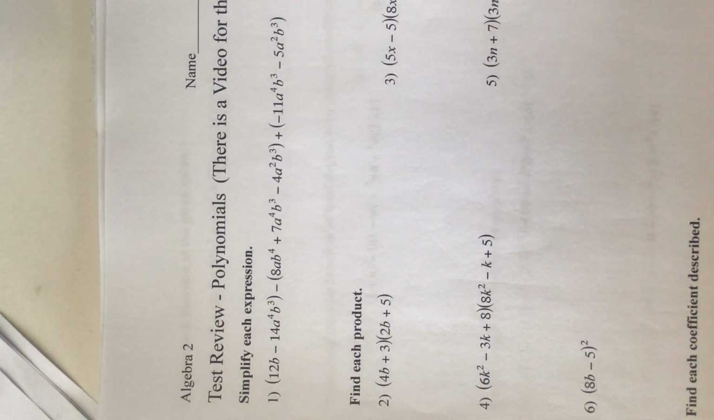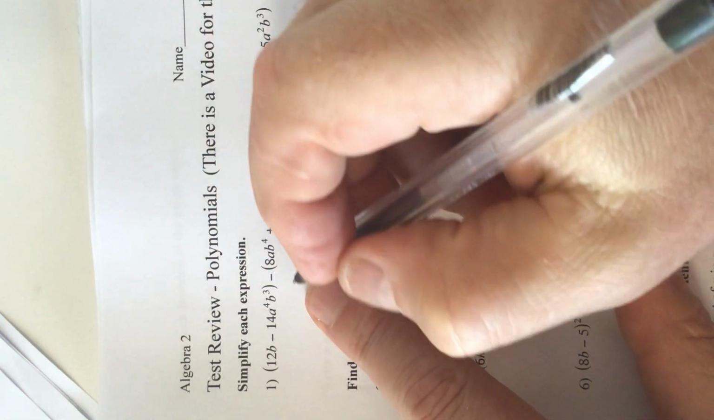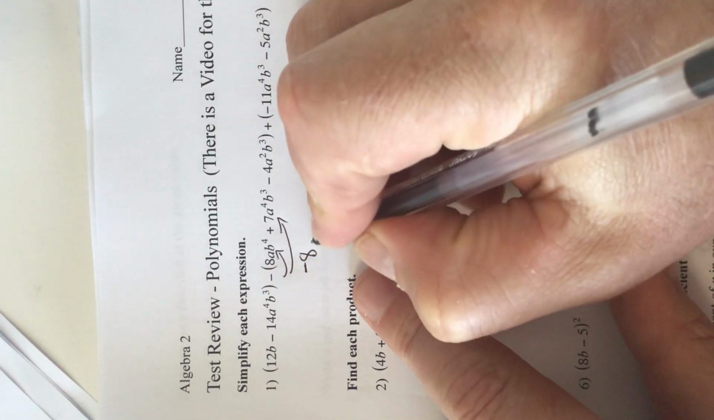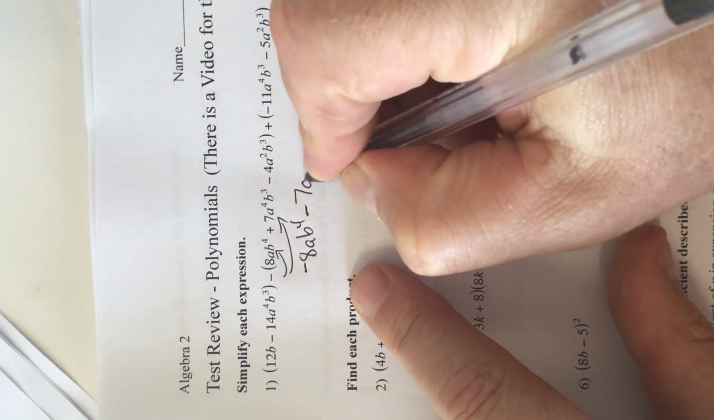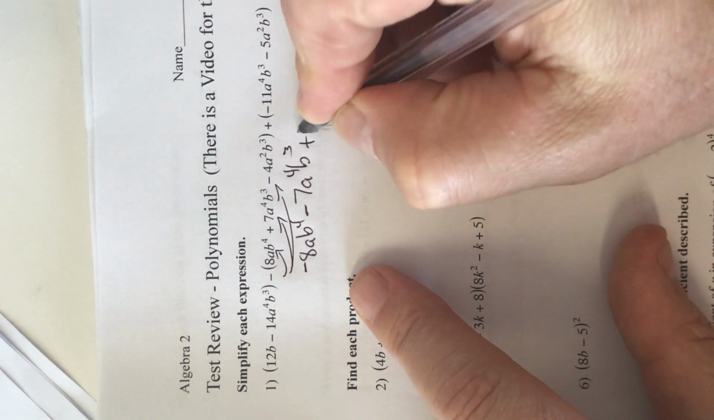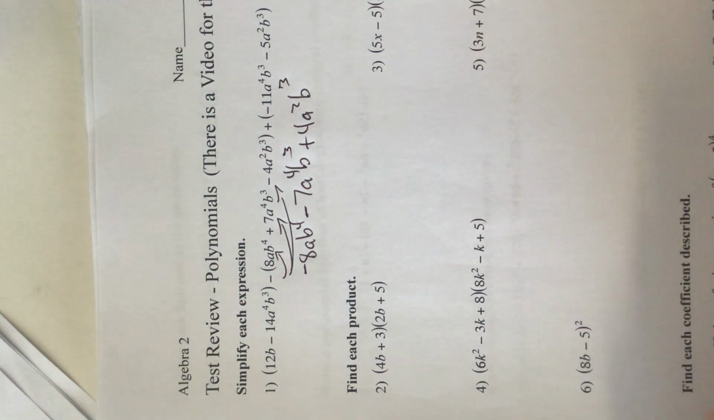Okay, let's run through this review real quick and clean up any misconceptions there might be. You can't get much more simple than just adding things. The only thing you might miss is distributing these negatives across. So that's really negative 8ab to the fourth and negative 7a^4b^3, and then that's positive 4a^2b^3. As long as you don't mess that up, there's not much going on here.